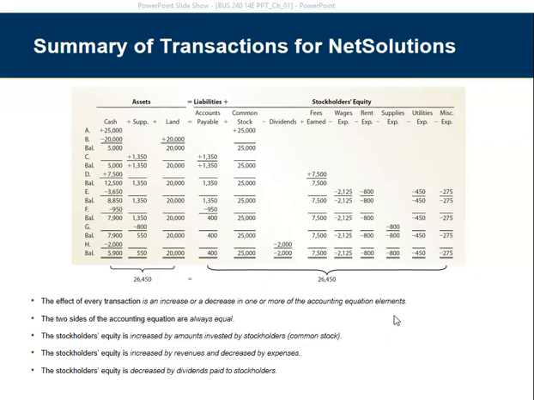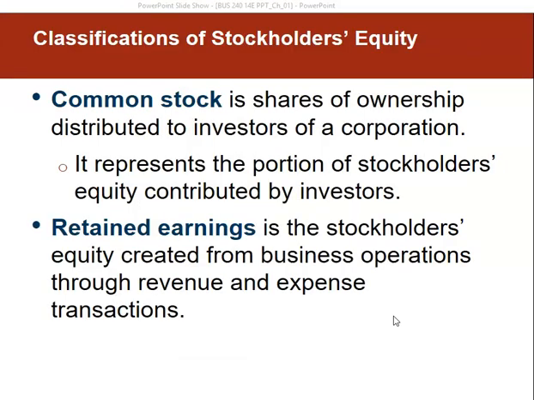The fourth bullet point says stockholders' equity is increased by revenues and decreased by expenses. That is absolutely true. We had some examples of that, and we're going to look at another slide here in a moment that will kind of summarize it. And then it says the stockholders' equity is decreased by dividends paid to stockholders. Again, we also had that example as well.